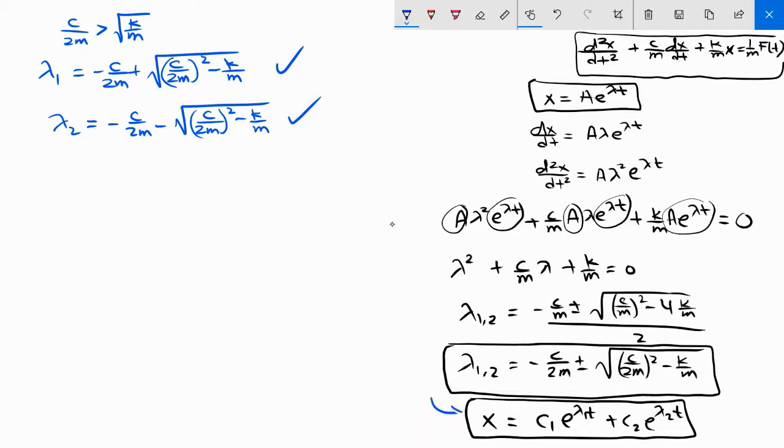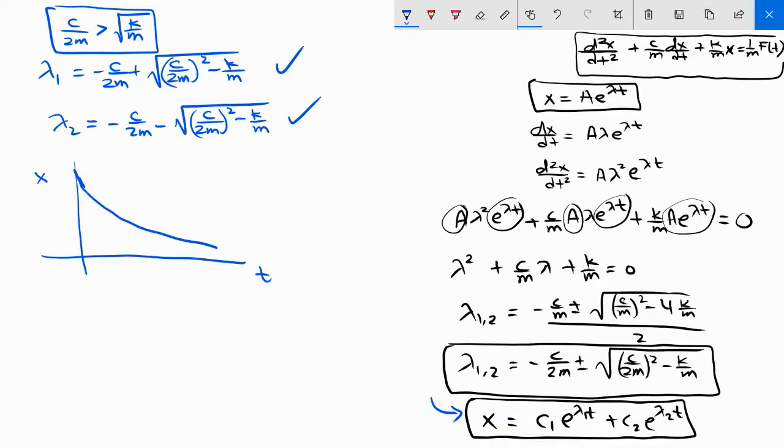So if you look at the solution, x equals c1 e to the power lambda 1t plus c2 e to the power lambda 2t, when c over 2m is greater than square root of k over m, both lambda 1 and lambda 2 are negative. Because of this, x will be an exponentially decaying function. So if I make a plot of x as a function of time, because we have e to the power negative some number times t, we will get an exponentially decaying function. So when time goes to infinity, this function will become 0. This type of solution is known as an overdamped solution.